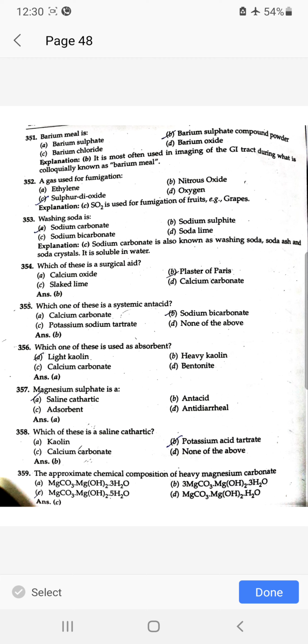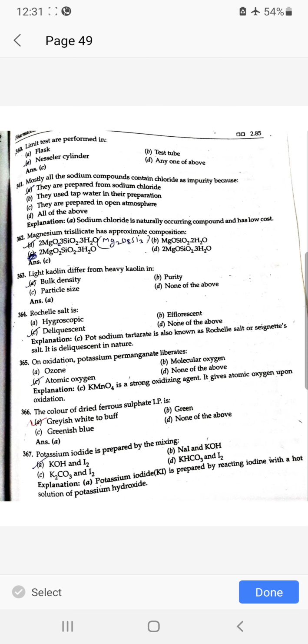Which one of these is used as an absorbent? Light kaolin. Magnesium sulfate is a saline cathartic. Which one of these is a saline cathartic? Potassium acid tartrate. The approximate chemical composition of heavy magnesium carbonate is 3MgCO3.Mg(OH)2.5H2O. Limit tests are performed in Nessler cylinders.